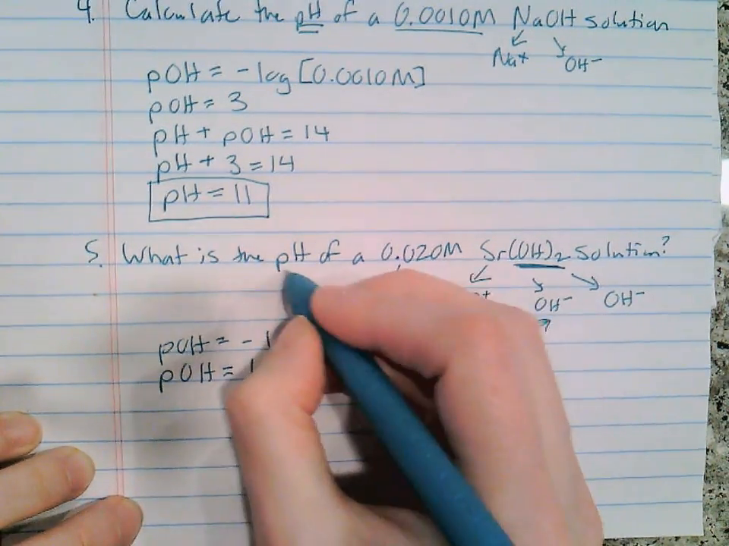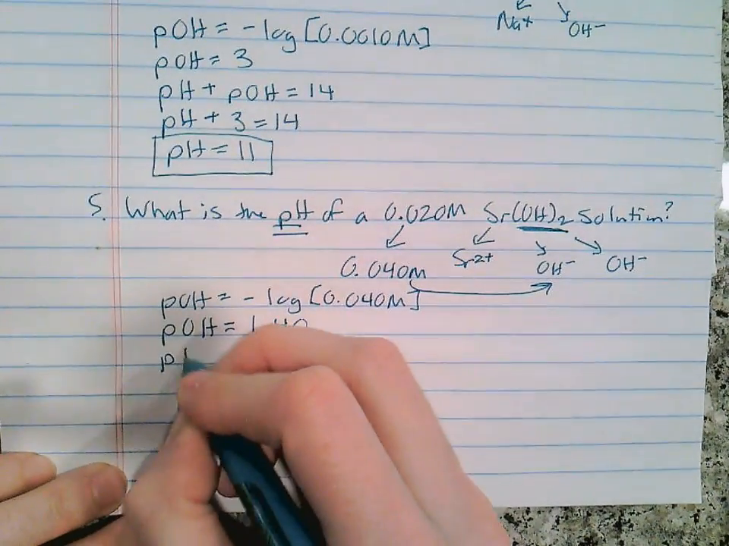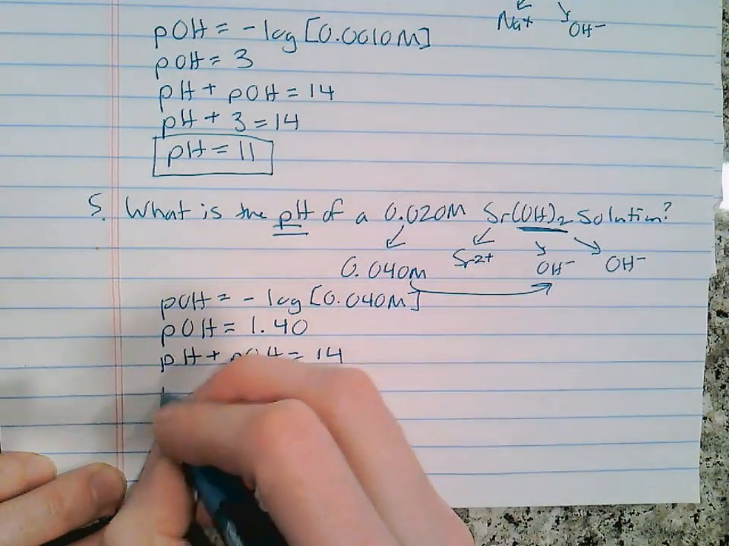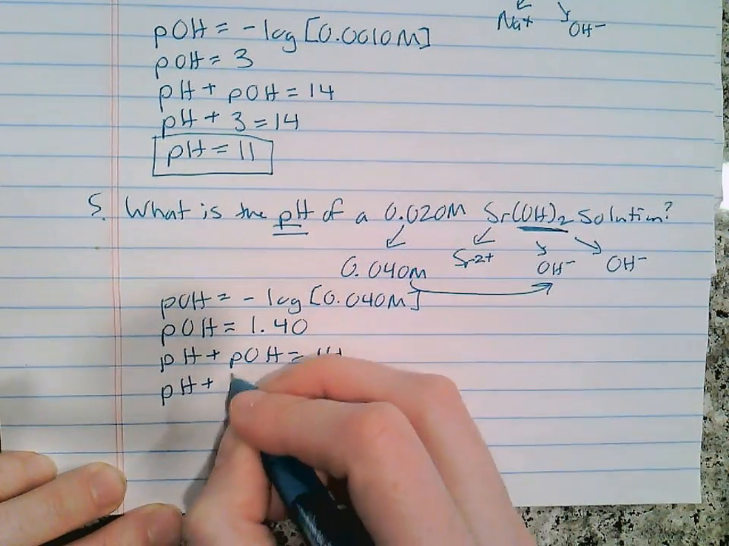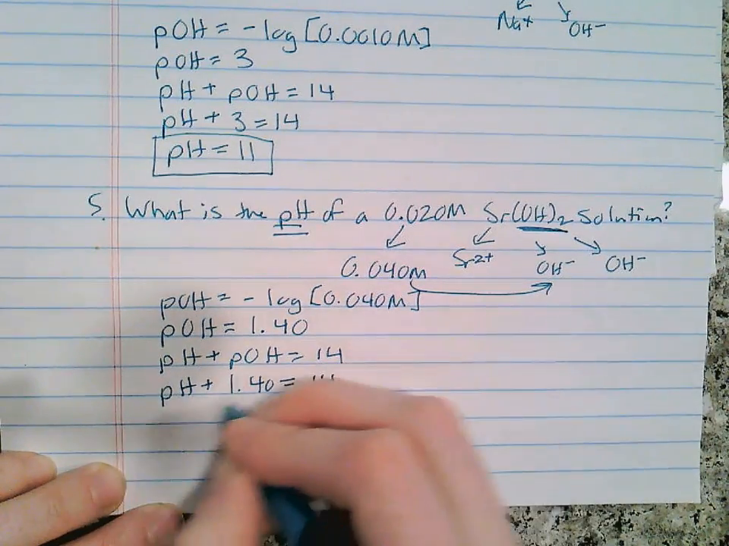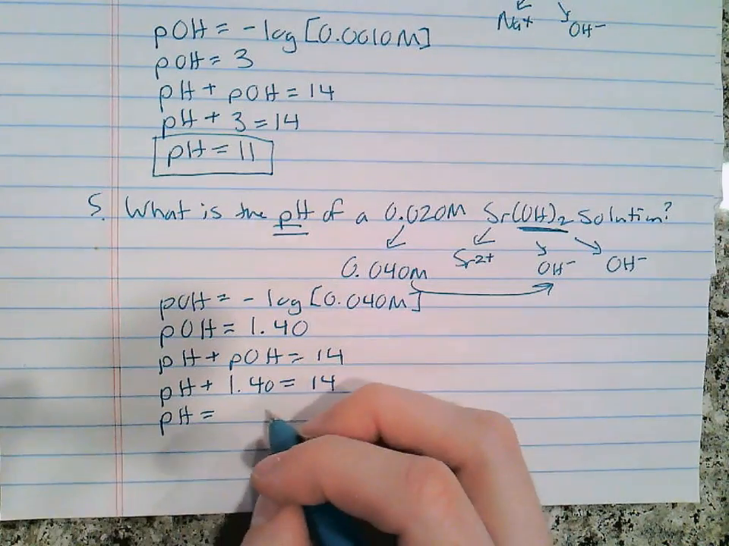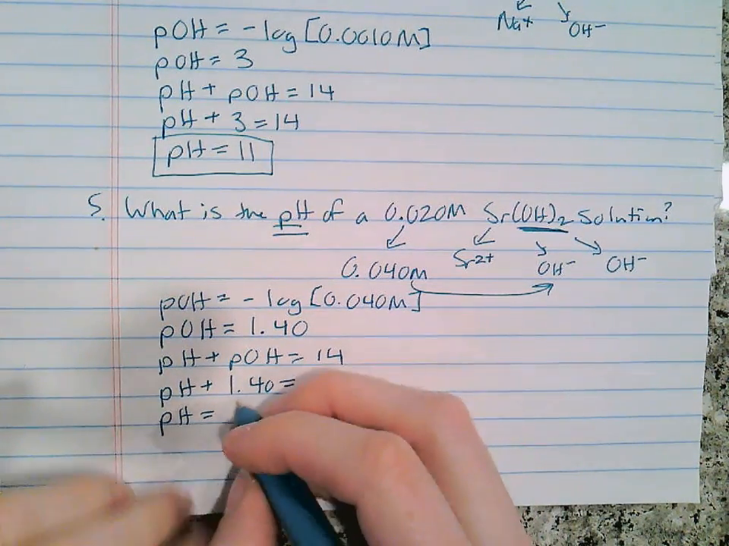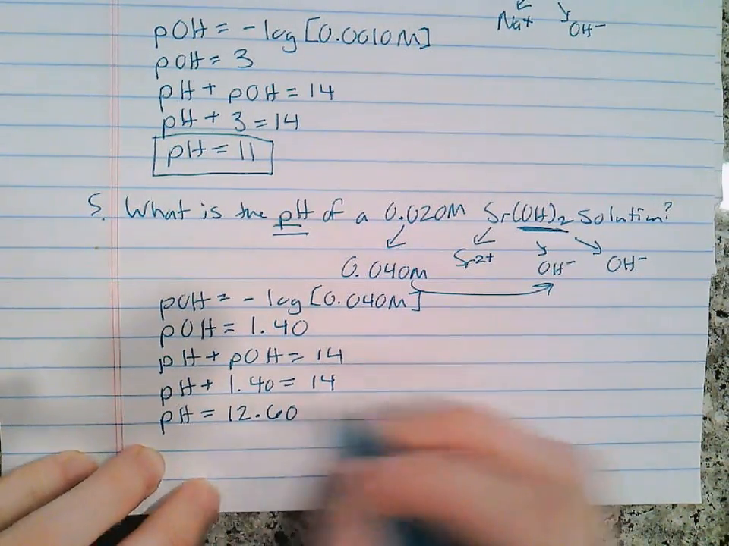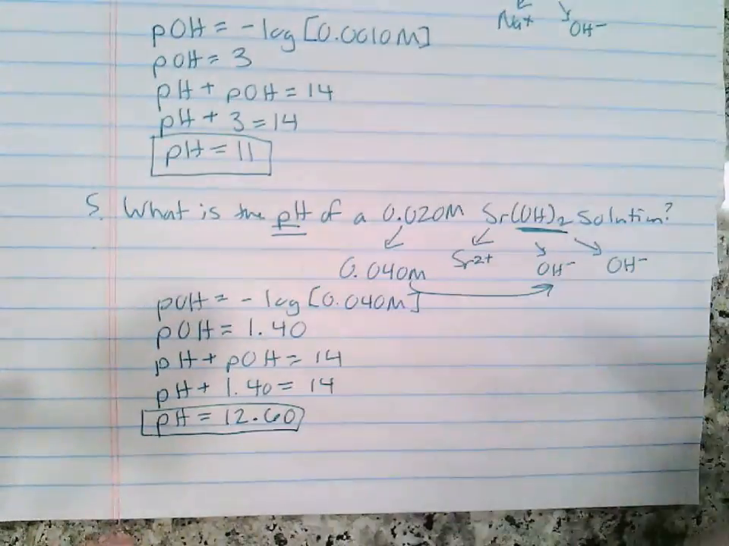The question asked for pH. So I've got to do this extra step here since this is a base. So pH plus pOH equals 14. pH plus 1.40, that's what I found the pOH to be, equals 14. Subtract 1.4 from both sides. So the pH here is going to be equal to 12.60. A strong base, stronger than my base up here.